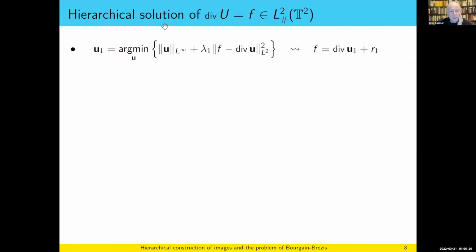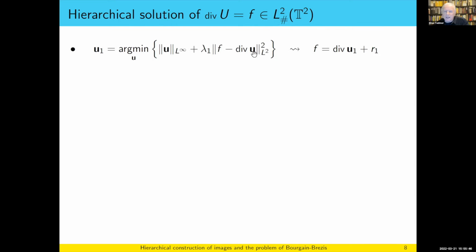So in order to see the hierarchical solution for this two-dimensional Bourgain-Brezis, let's see how it works out. So let's try to solve it. What we try to do is to find the minimizer, where the solution is uniformly bounded, because that's what Bourgain-Brezis is looking for. And we try to minimize, of course, this residual, the difference between F and the divergence of U. If we are lucky and the residual is 0, then we are done.